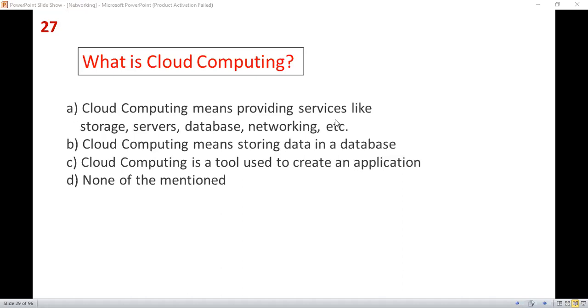Okay. The answer for this question, what is cloud computing? Cloud computing means providing services like storage, server, database, networking, etc. So we can go with option A. And also, cloud computing is a tool used to create an application. We can say that option C will also be part of cloud computing, but the exact answer will be A. Okay.